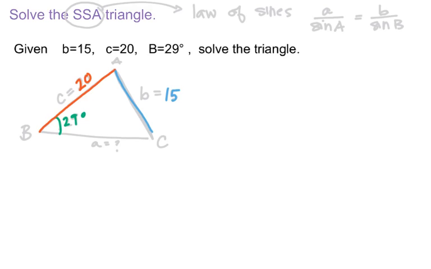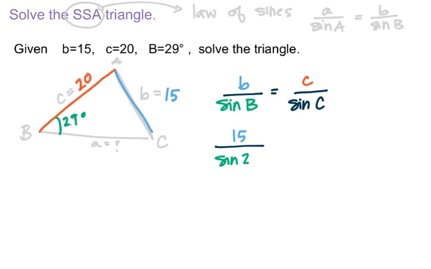All right, so let's look at trying to set up law of sines to see what we can find. So here I have a ratio with b and B. So I'm going to say b over the sine of B, and the only other variable I'm dealing with is c. So I'll say c over the sine of C. Or plugging in those numbers, that's 15 over the sine of 29 equals 20 over the sine of C.